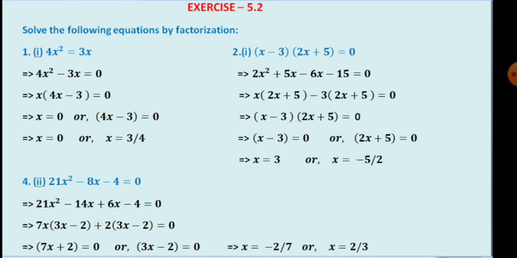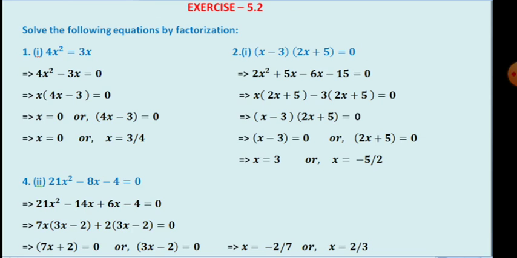Question number 4. 21x squared minus 8x minus 4 equals 0. So this is the standard form of a quadratic equation. Now in this type of sums, there are 3 terms, so we cannot pair them. So what we have to do is multiply the first and third term, and whatever the product is, we will factorize it in such a way that by adding or subtracting the factors, we get the value which is equal to the middle term.